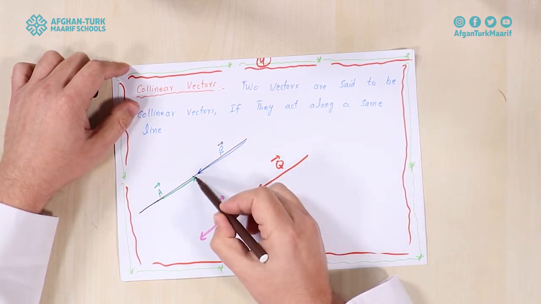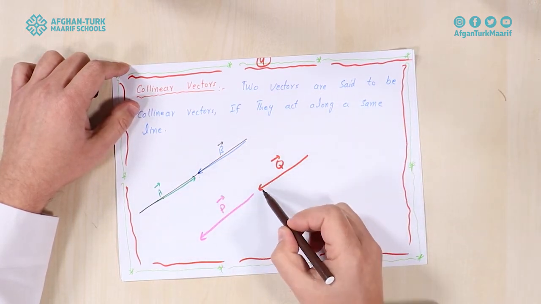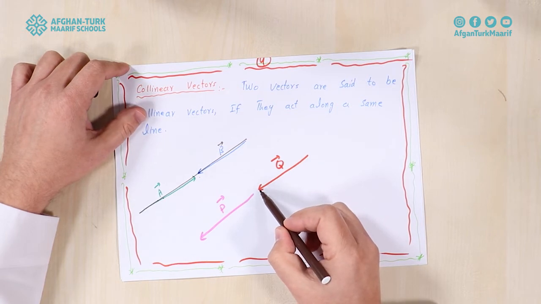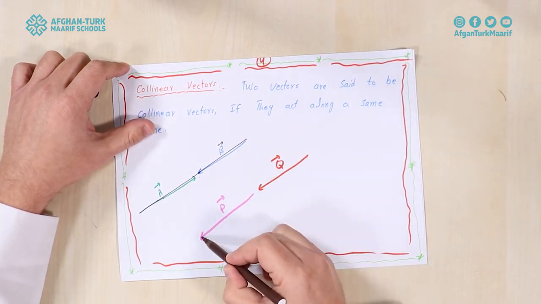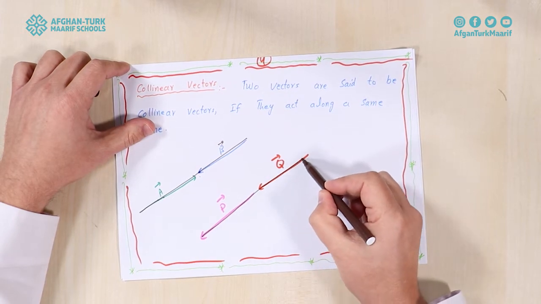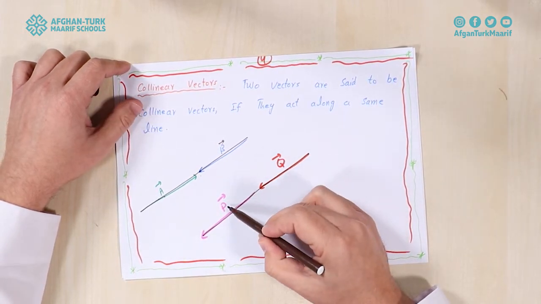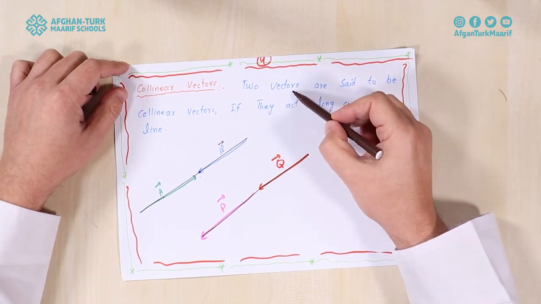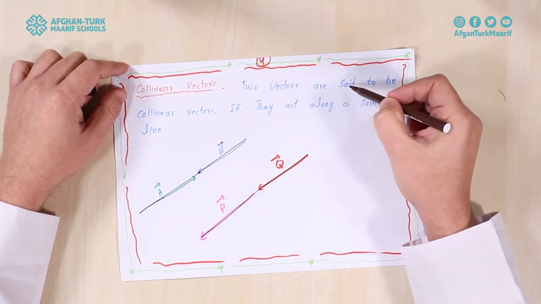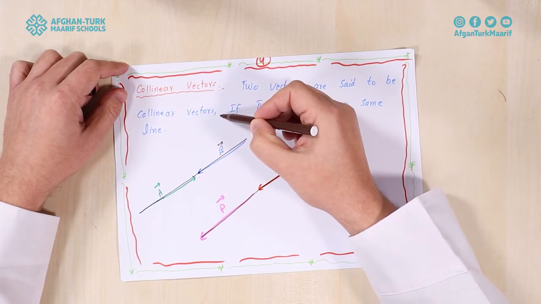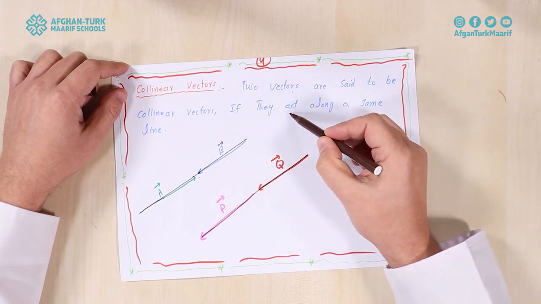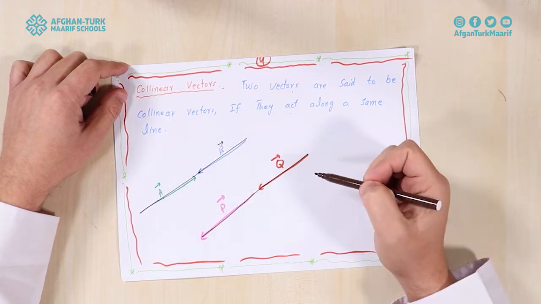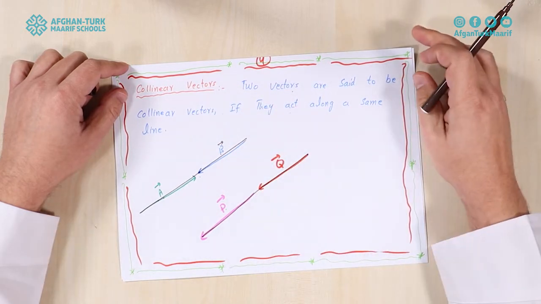Here the direction is opposite, but here the direction is same, but both the vectors are on the same line. So this is called collinear vector. So let's see the definition here. Two or more vectors are said to be collinear vectors if they act along a same line. So this is collinear vector.